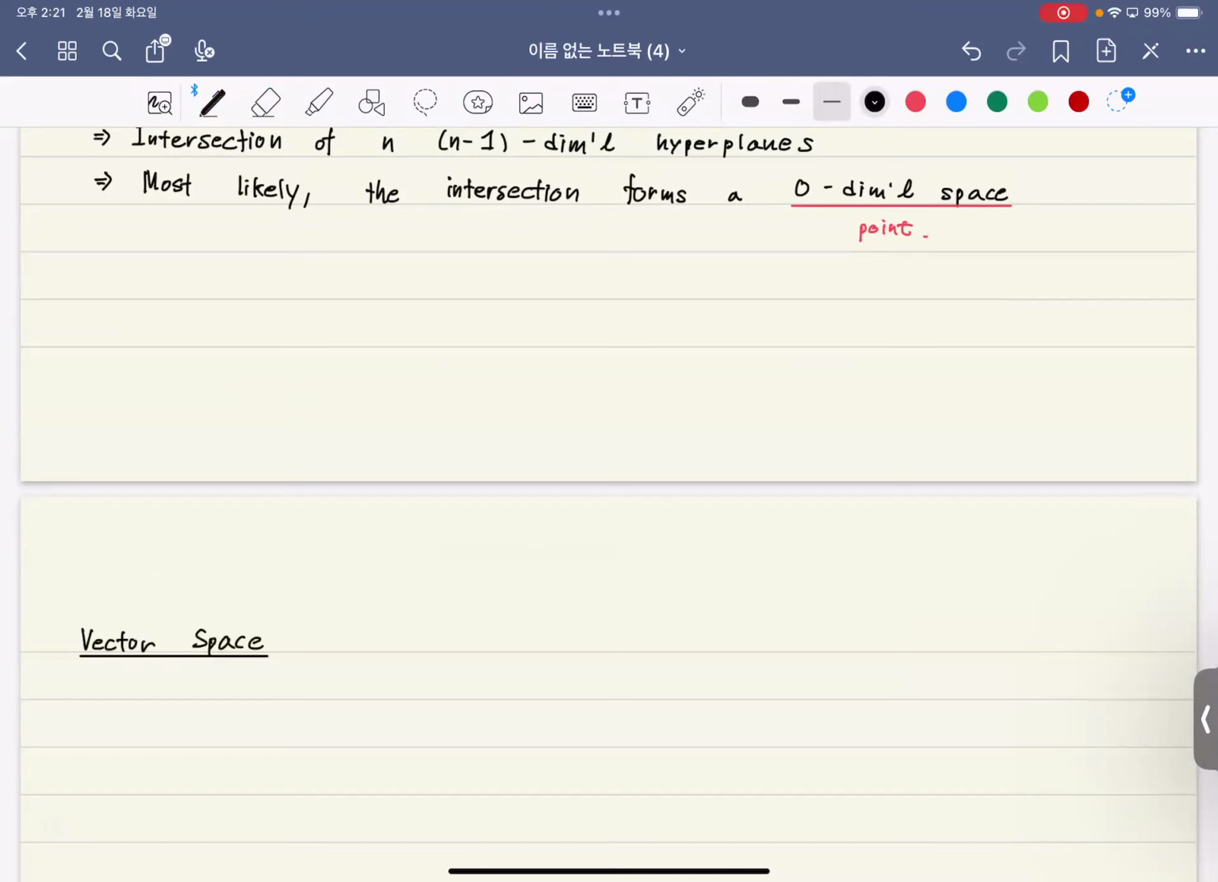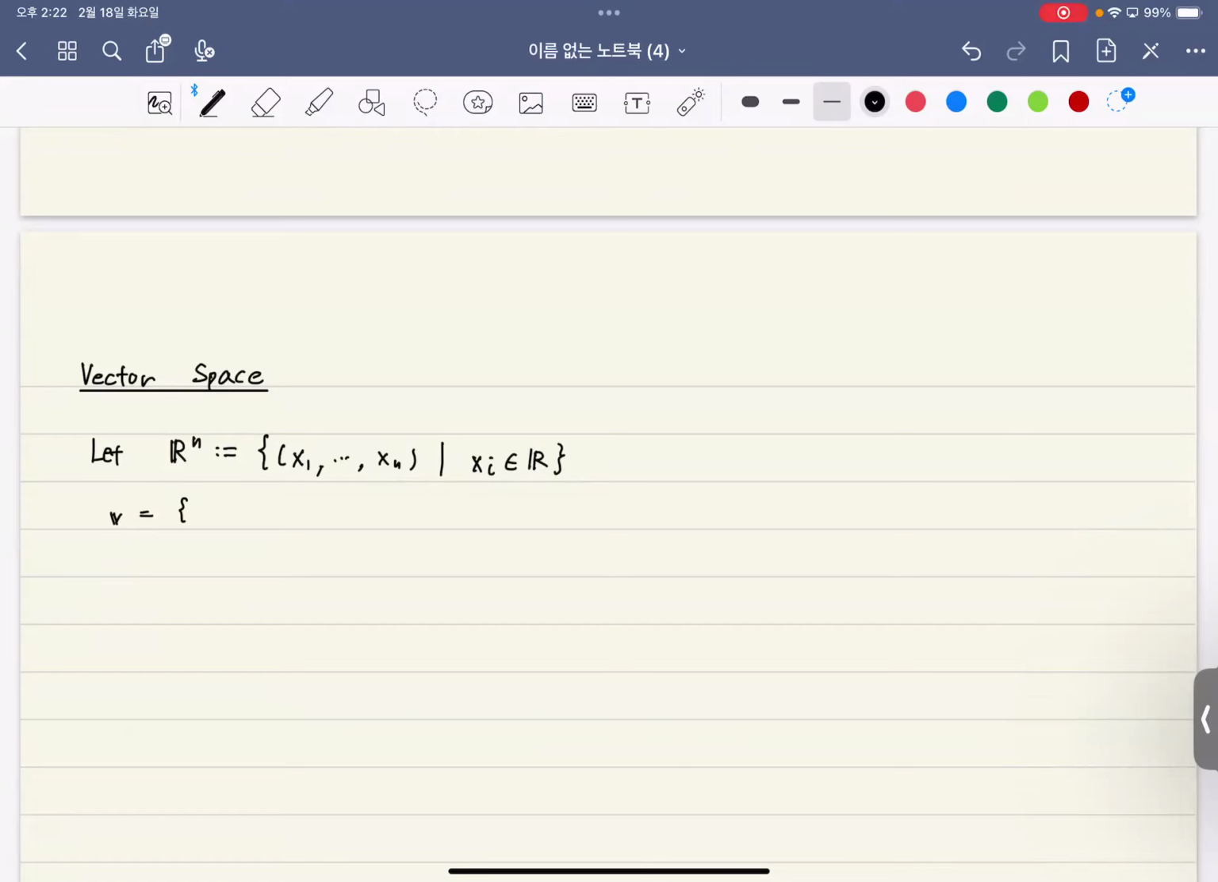Well, if you have attended any multivariable calculus course, then you must be familiar with this notation, Rn. So what is Rn? This is n-dimensional Euclidean space, which consists of n-tuples of real numbers. This is Rn. And typically, an element in this space, I will write down as a scripted v, or the boldface v.